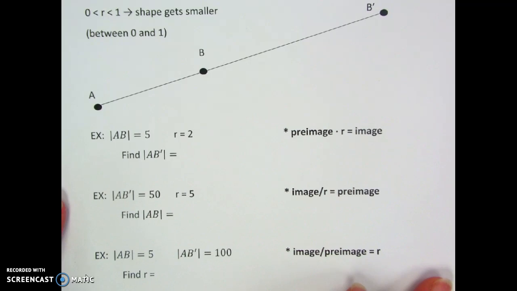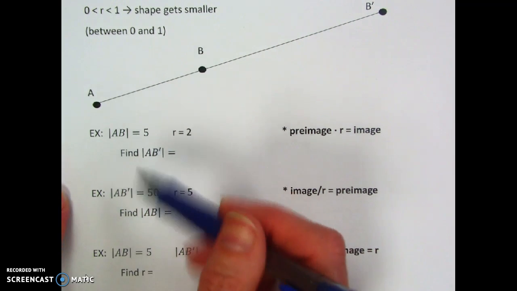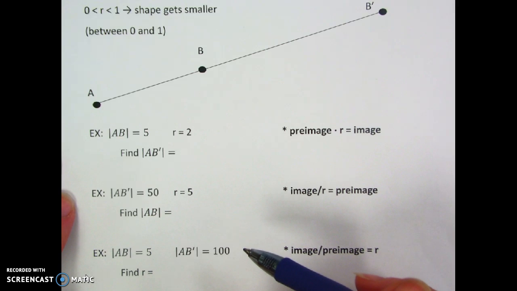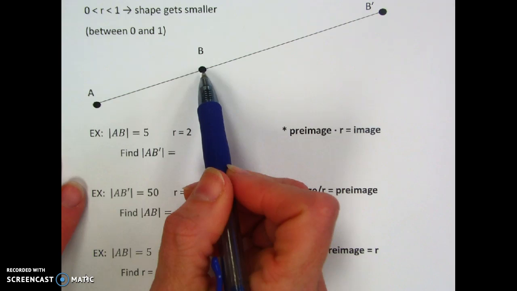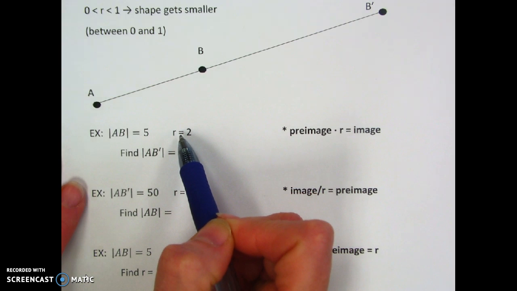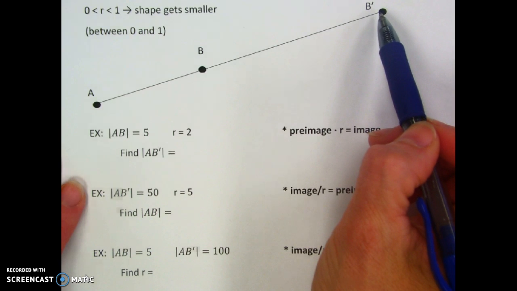So we're going to take a look at this picture, and we're going to look at 3 different examples using this picture. So first of all, from A to B, the length is 5. Our scale factor is 2. We want to know what's the length from A to B prime.